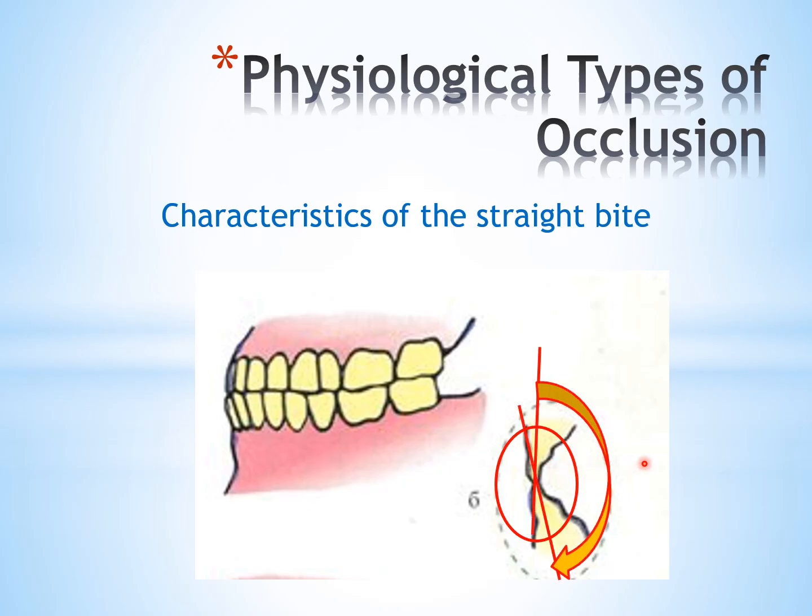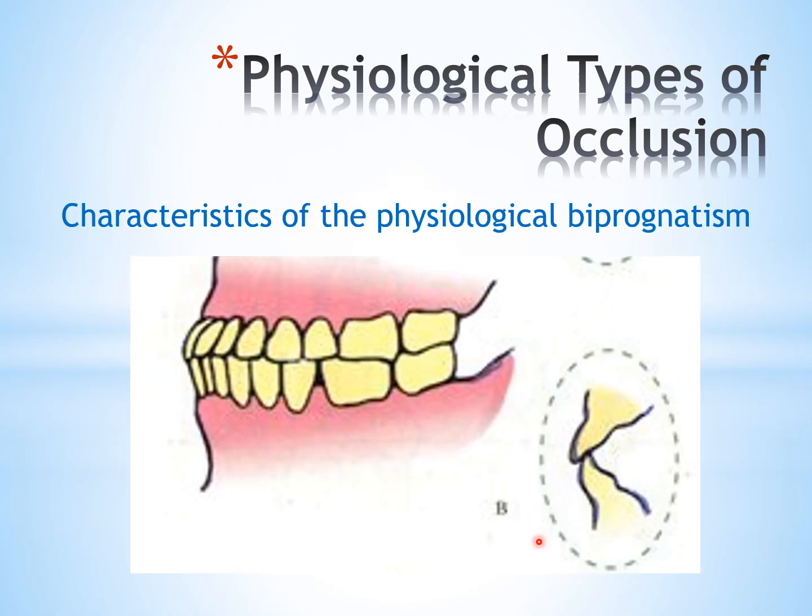And the angle between the longitudinal axis of upper and lower incisors is more than 140 degrees.